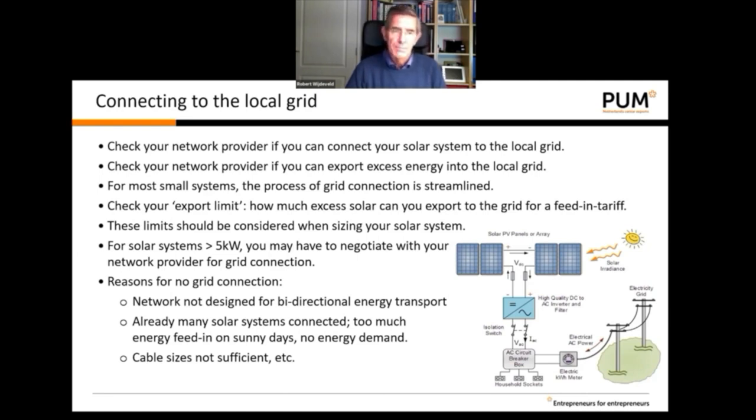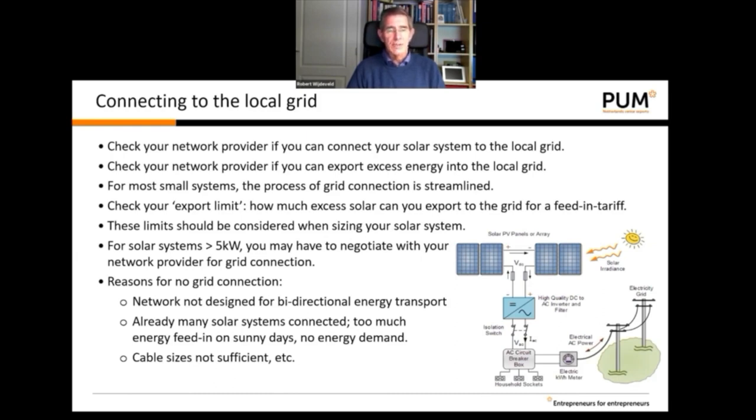A reason for no grid connection is, as you saw in the previous slide, that the network is not designed for bidirectional energy transport. Bidirectional means both sides. There are already many solar systems connected to the grid. On days when there is a lot of sunshine and hardly any demand, the grid can have problems. They're receiving so much energy that they don't know what to do with it. Sometimes the network provider says no, we already have too many solar systems on our grid, it is not possible. So check with your network provider.